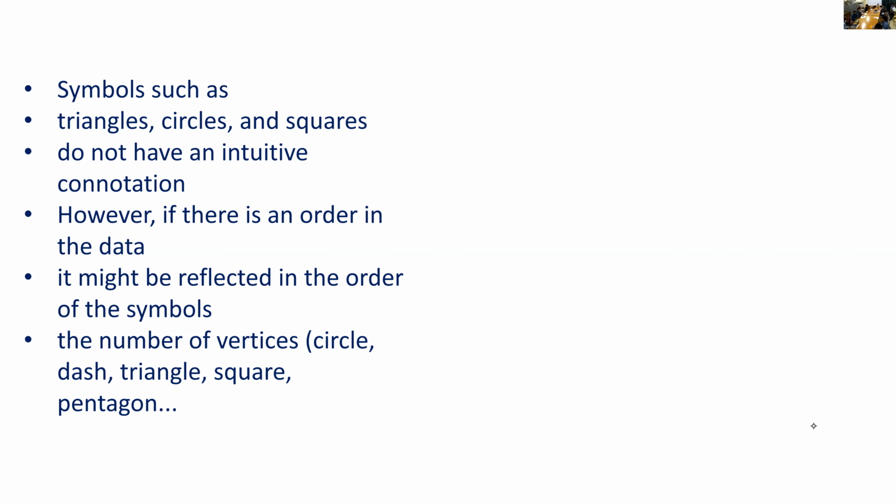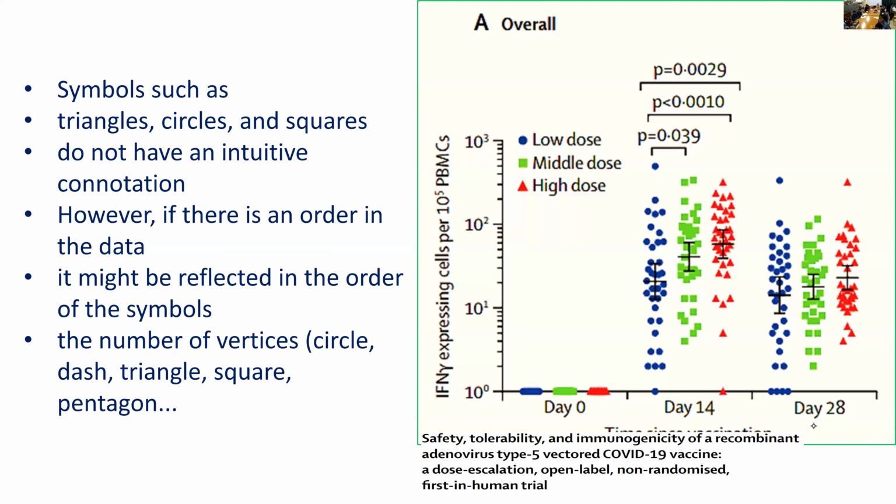Okay. So let's have a look at this. This is a paper which was published in, I think, 2024. It's looking at the safety of the adenovirus COVID vaccine. That's the topic. On the x-axis is 0 days after giving the vaccine, 14 and 28 days. And the colors you see: circle is low dose, square is middle dose, triangle is high dose. If I don't give the legend, you won't understand what is a green circle and what is a red triangle. So you have to give a legend along with that.